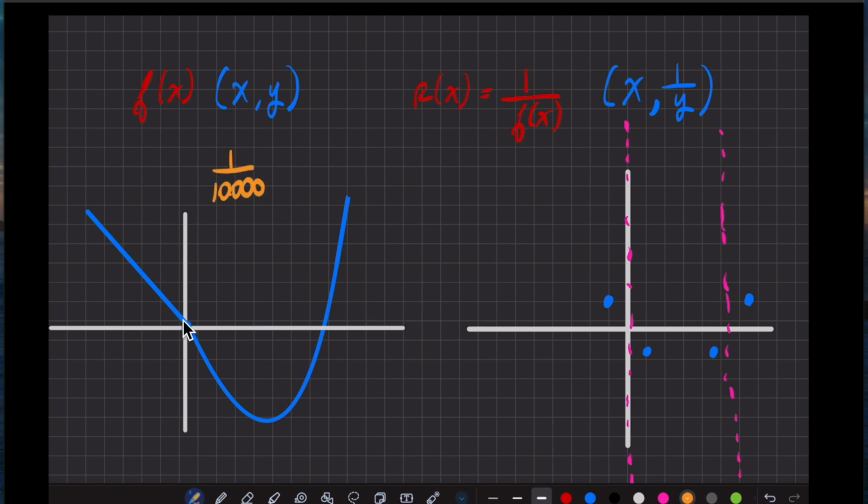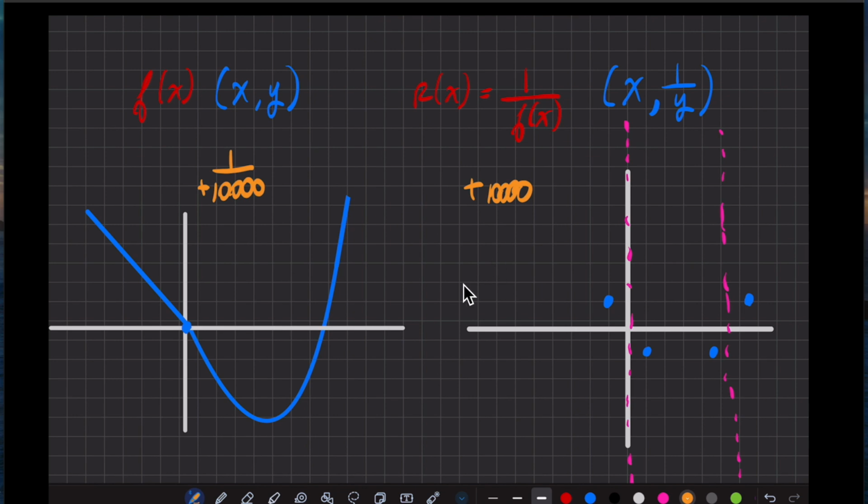Very, very close to 0 on the positive side. When we come over to the y values, the reciprocal values, we're going to flip that. So 1 over positive a million is going to become positive a million. And we can translate positive a million to positive infinity.